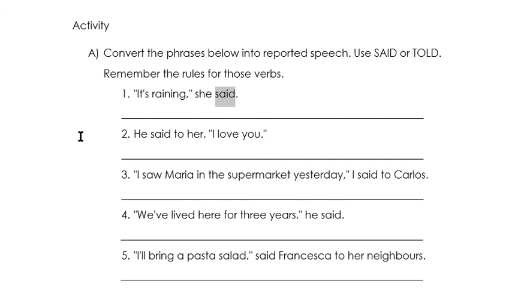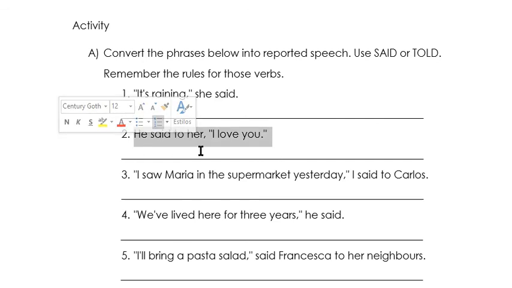Now, look at exercise number 2. He said to her, I love you. Okay, here we must use said or told. In this case, we use told. Okay, he told her that, o sin el that, he loved her. Okay, recuerden esto, los usos de said y told y el cambiar los tiempos verbales. Okay.